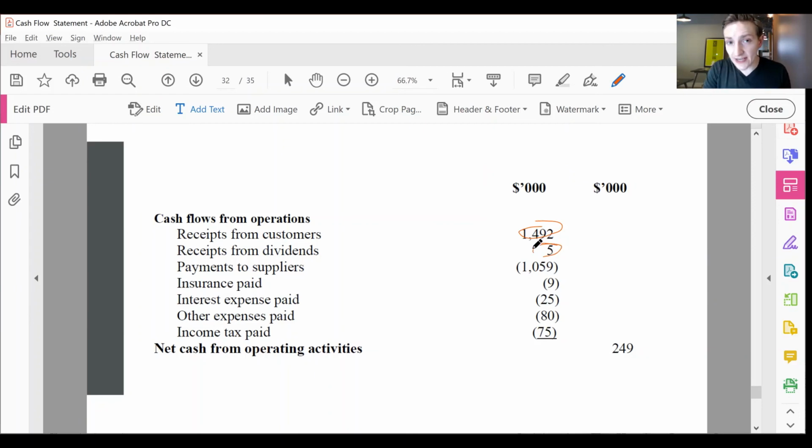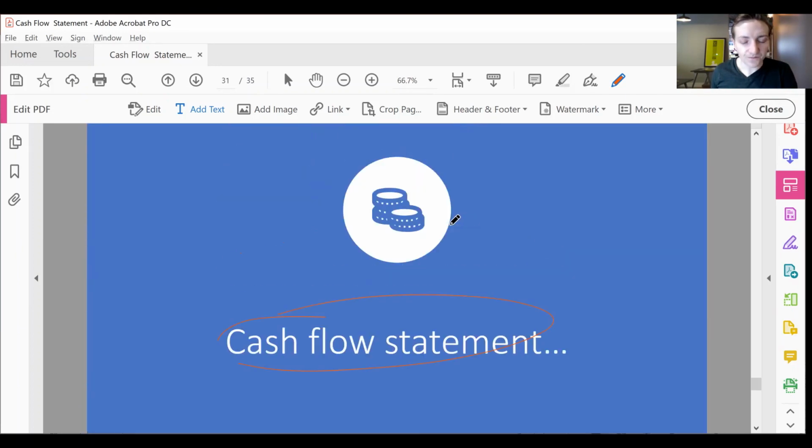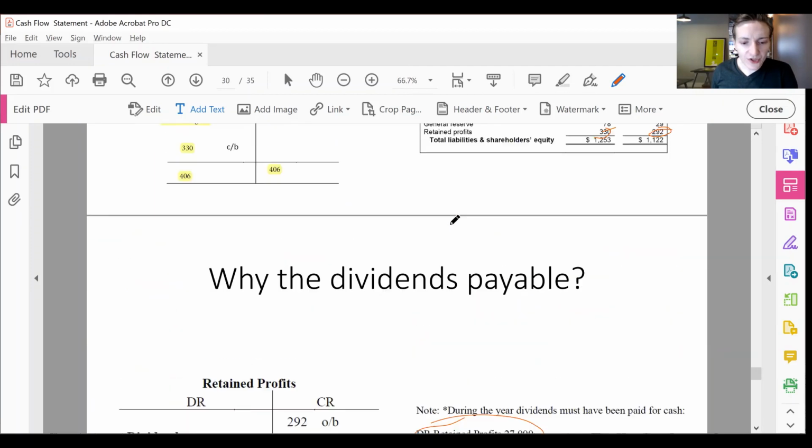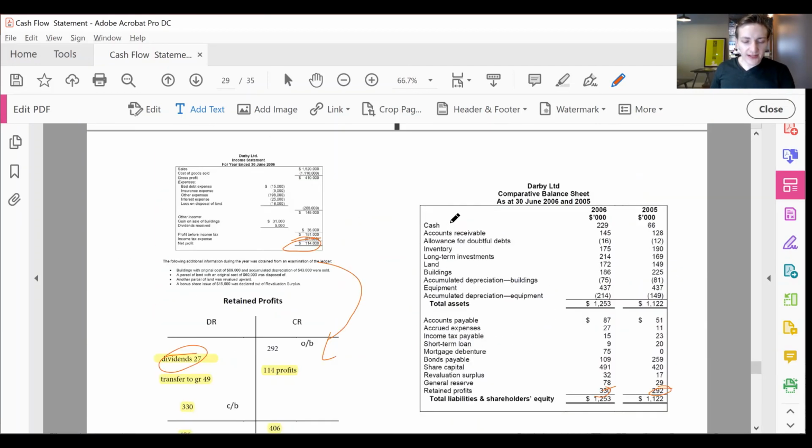You'll notice in the income statement that the firm received 5K in dividends. So let's just go back briefly to the income statement and see where that is. So in the income statement, what do we have here? Well, you'll see that there was a receipt of dividends of 5K. You'll also notice in this income statement that there were some other expenses. So 9K in the form of insurance, 25K in the form of interest. So we'll also need to incorporate those.